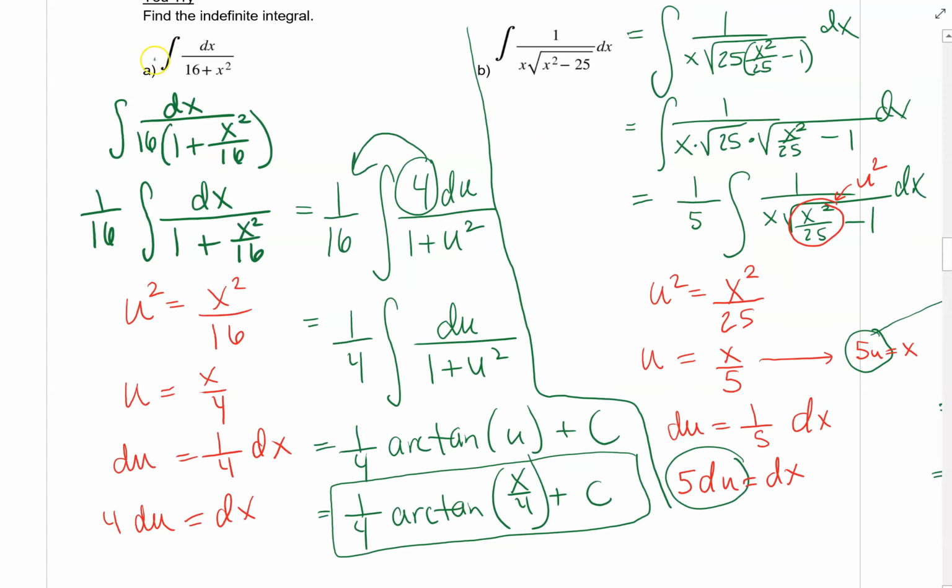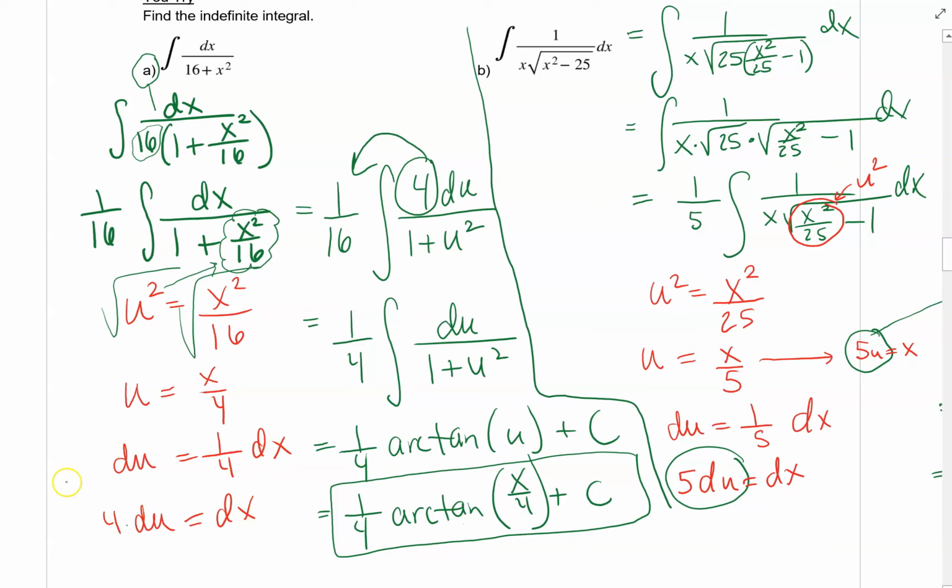So for part A, this should be your answer here: 1 over 4 times arctangent of x over 4 plus a constant. I solved mine using a u substitution by factoring out the 16 in the denominator, so pulling out a 1 over 16 in front of my integral. That left me with this x squared over 16 that I wanted to replace with u squared. So I said, well then u squared needs to equal that. And if u squared equals x squared over 16, then u would equal x over 4, because I'd have to square root both. If u equals x over 4, then du is 1/4 dx, which makes dx equal to 4 times du.